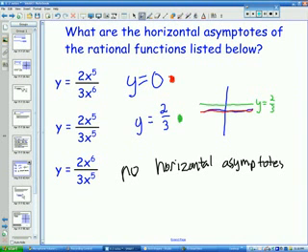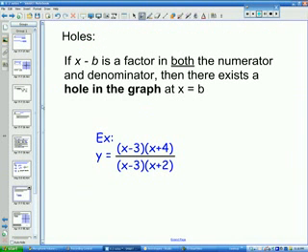Okay, so on to the last thing before we practice some of this, and this is holes. Holes are if you have x minus b as a factor in both the numerator and denominator of your rational function, then there exists a hole in the graph at x equals b. So what I mean by this is we have an x minus 3 on top and an x minus 3 on bottom, and so there's going to be a hole at x equals 3.